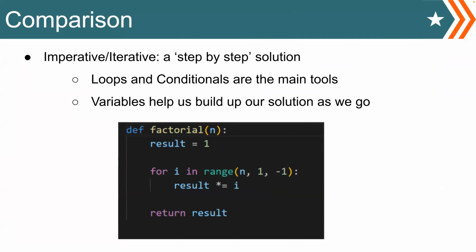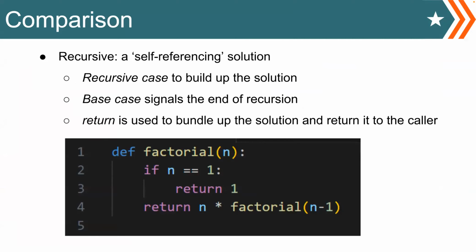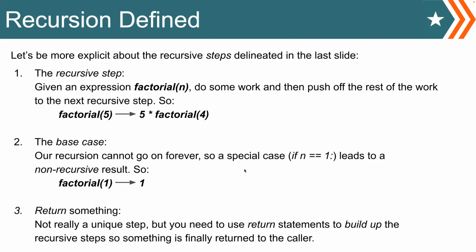And just as a brief comparison, for these imperative or iterative implementations, the step-by-step implementation, we use loops and conditionals, if else statements, and variables. With recursive, we really need that base case, right? This thing that says, this is when we stop, we don't want to recurse. The part where we recurse is called the recursive case. And we use this return statement to bundle up our solution. And so, Matt, I think I'll get to what you're asking in a moment. I do just want to walk through a bit more of what we have here.